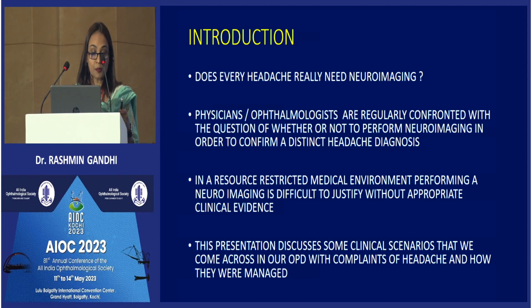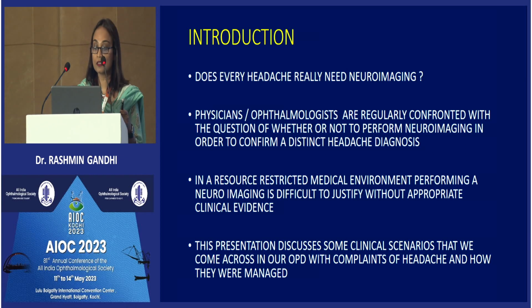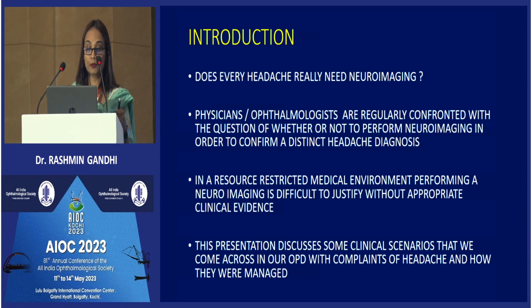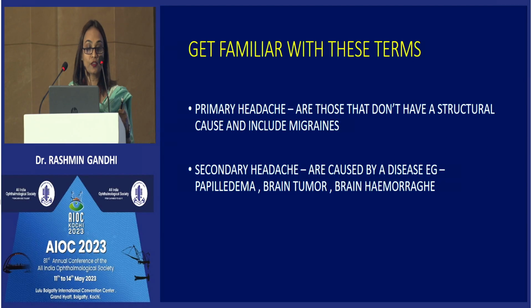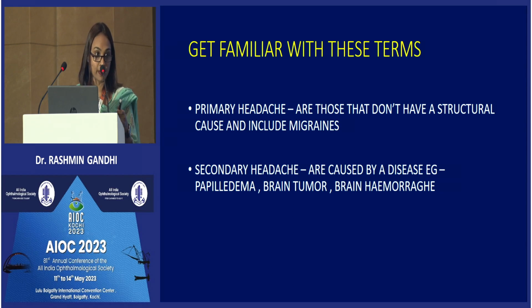So the aim of this presentation is to discuss some clinical scenarios that we come across in our OPD with complaints of headache and how they were managed. Before we get further, let's get familiar with some terms. What is primary headache and what is secondary headache? Primary headaches are those headaches that don't have a structural cause, and one of the commonest ones are migraines. Whereas secondary headaches are those which are caused by a disease, for example, papilledema, brain tumor, brain hemorrhage, etc.